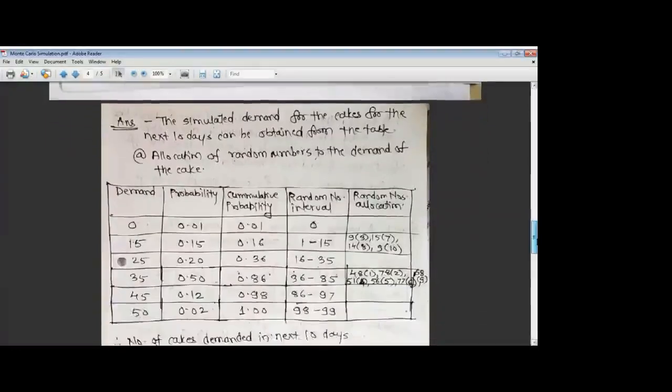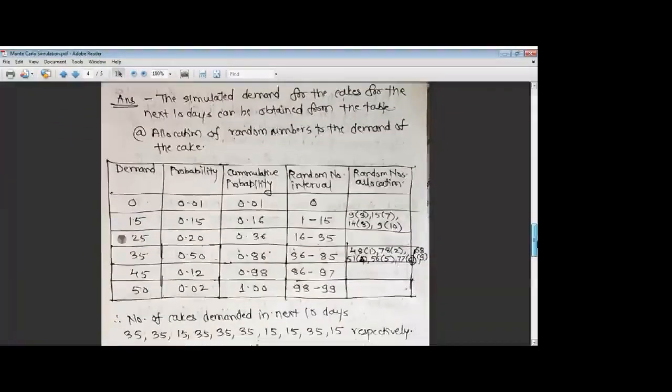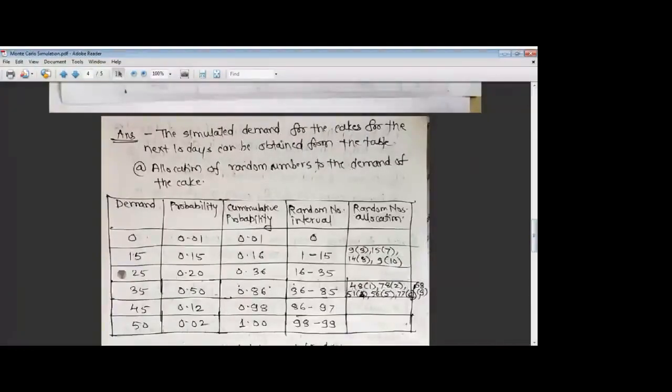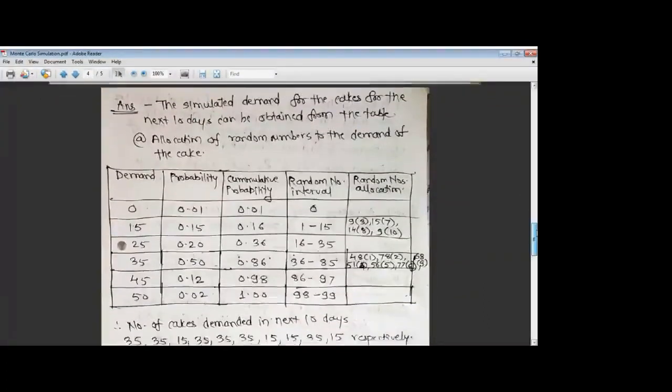What we will be doing is allocating the random numbers to the demand of the cake. I have written here that the very first step is the allocation of the random numbers. At this particular juncture, it is the allocation of the random numbers to the demand of the cake, but for different numerical, it can be different. So, generalized, the title for this step is the allocation of random numbers, right?